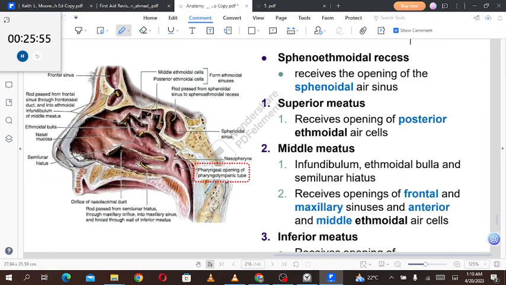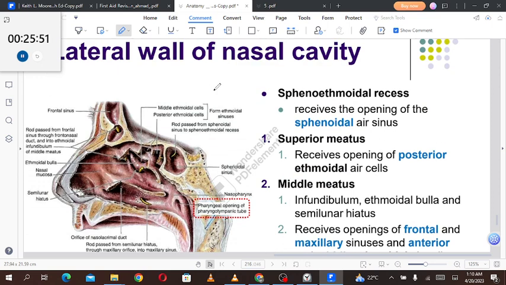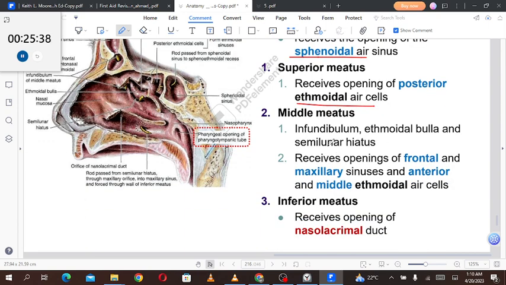Then the lateral wall of the nasal cavity, which contains the conchae, and the sphenoethmoidal recess. So what is that? The sphenoethmoidal recess receives the opening of the sphenoidal air sinus. Then we have the superior meatus. It receives the opening from the posterior ethmoidal air cells. The middle meatus contains a lot of openings. Suppose that it is not a very clear picture. Suppose that here is a nasal cavity. So these are the conchae, superior, middle, and inferior concha.